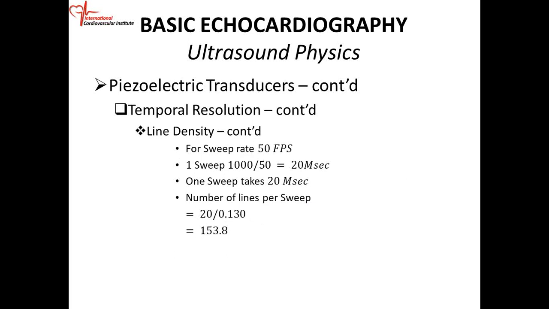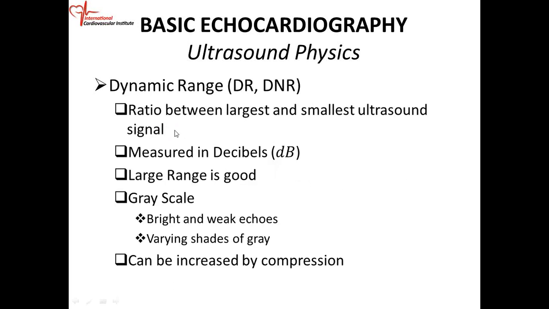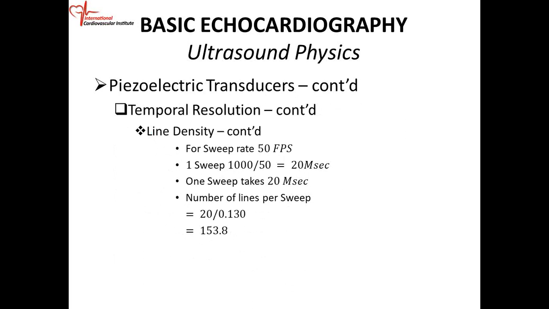So you can increase your line density by decreasing the scan angle, decreasing the sweep speed, and also by decreasing the scanning depth. All of these things improve temporal resolution.